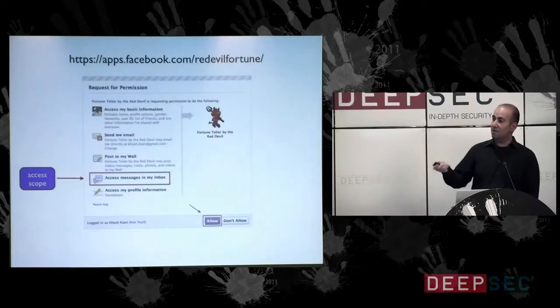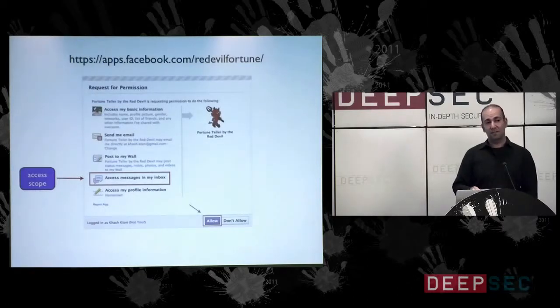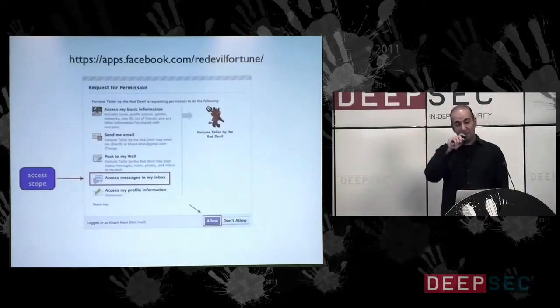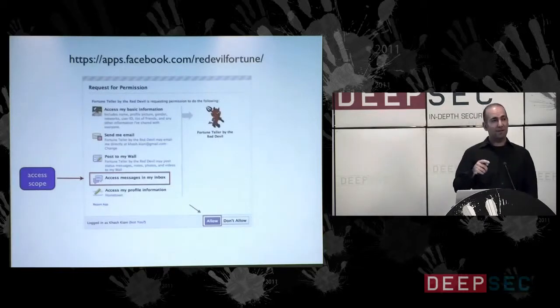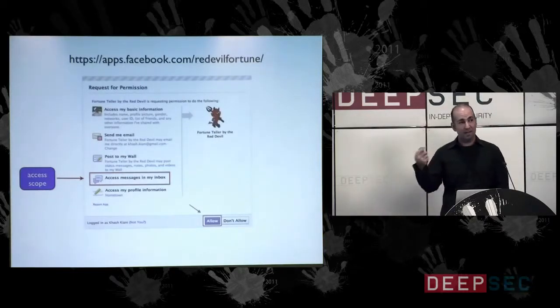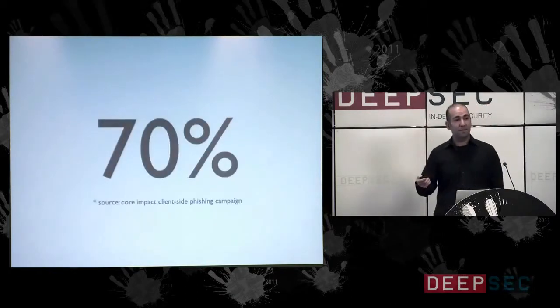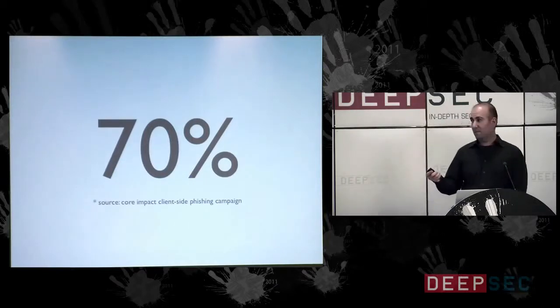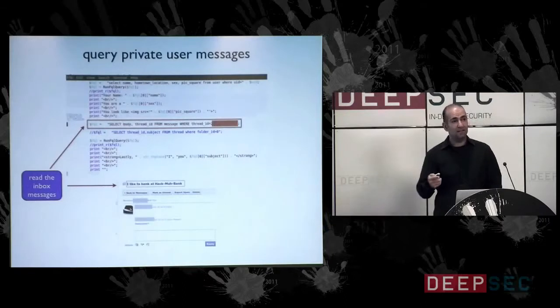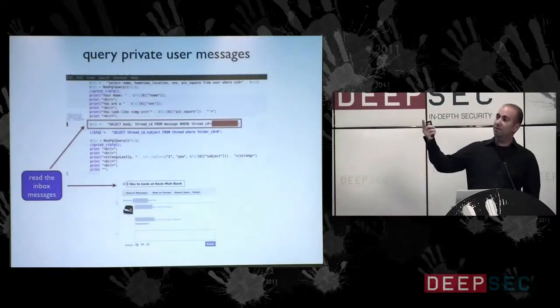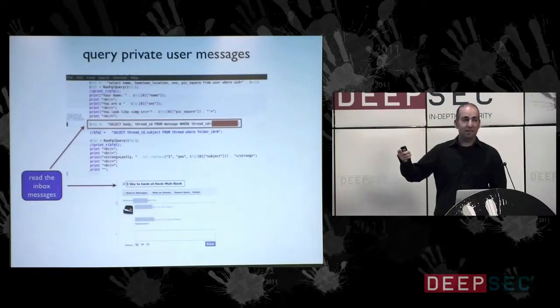So Facebook is telling the user a lot of things, but it's also telling the user, hey, this third-party client application wants to access your inbox messages. You would think that most users are not going to allow some random third-party client application to access inbox messages. But to our surprise, we actually ran a campaign, as part of a phishing campaign, and many of our users had no problem with this. So that's an issue.